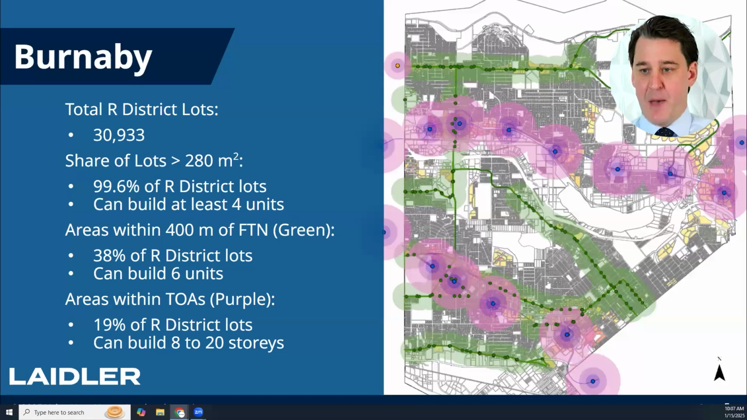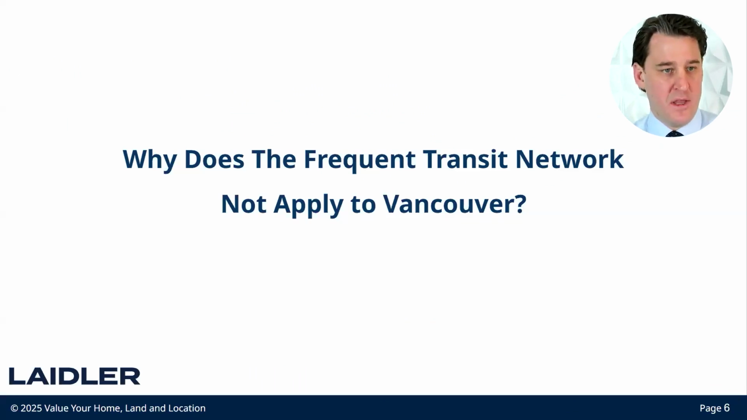If you go into the Burnaby mapping systems, you'll be able to see these green corridors are the areas that allow for 6 units. The purple rings are the transit-oriented areas between 8 stories and 20 stories, and continue throughout the majority of the city. Question for the attendees.